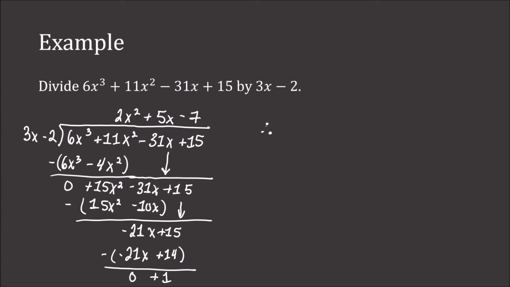So therefore, 6x cubed plus 11x squared minus 31x plus 15. I'm not going to have enough room. Let me write it further over.